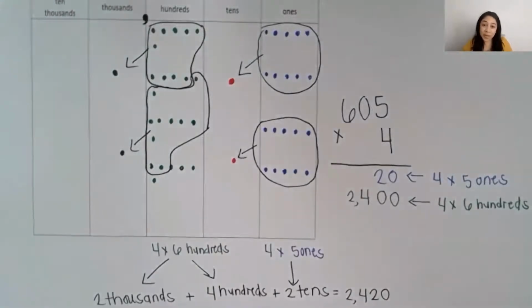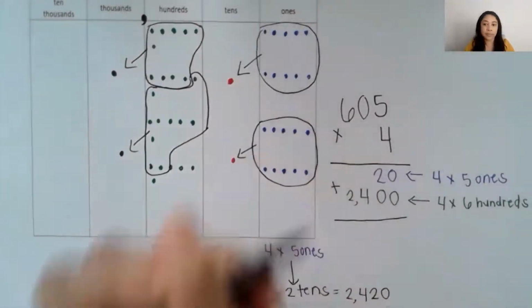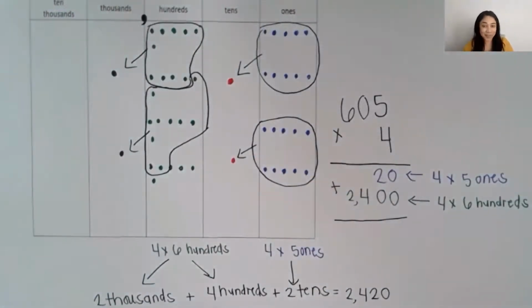Let's now add the numbers that we wrote out in the problem. What's the sum? 2,420. They match.